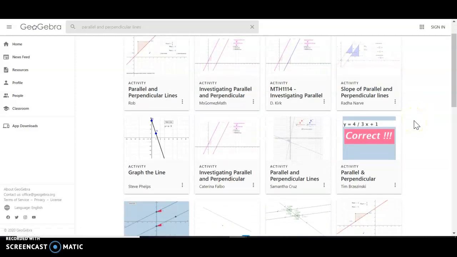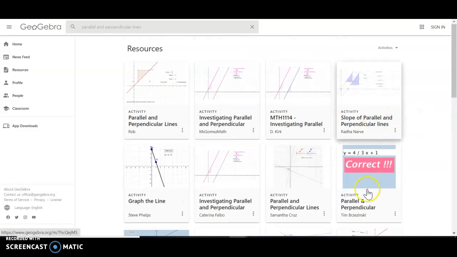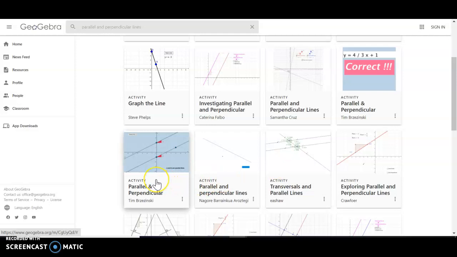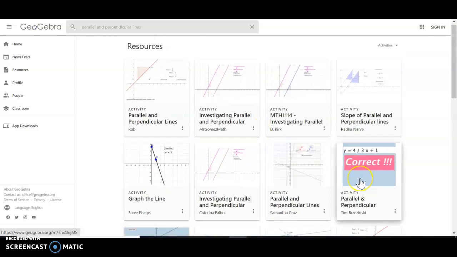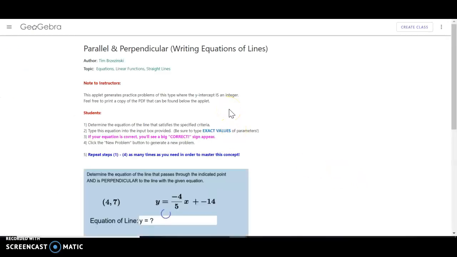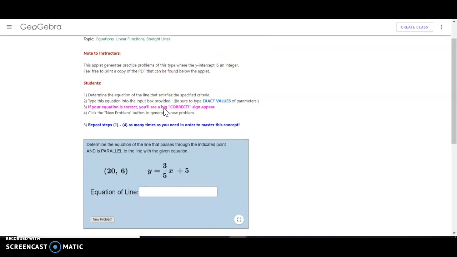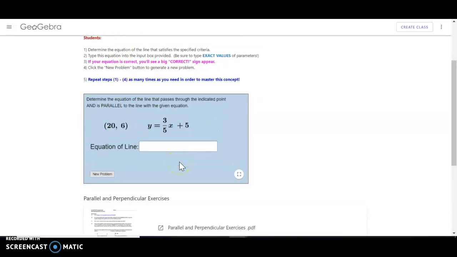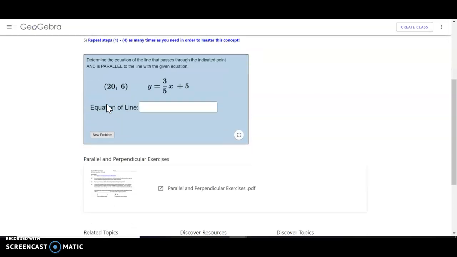So let's see, slope of parallel and perpendicular lines right here. Graph the line, investigating parallel and perpendicular lines. You can honestly choose whichever one. I'm going to choose this activity because it's colorful and I really like colors. So this applet generates practice problems. Students can practice what parallel and perpendicular slopes mean. So let's try one of these.